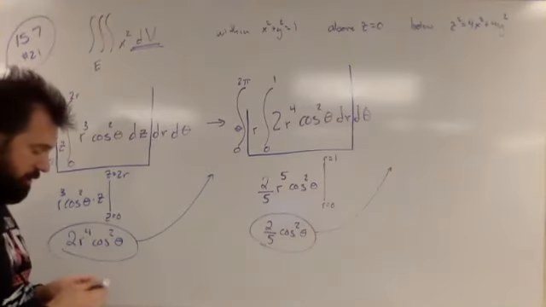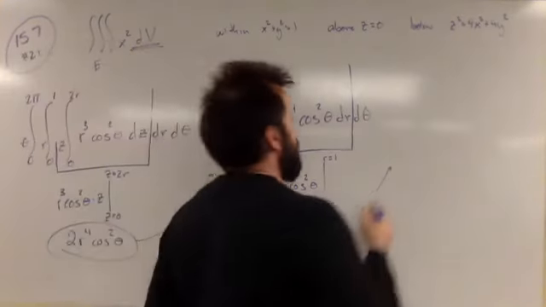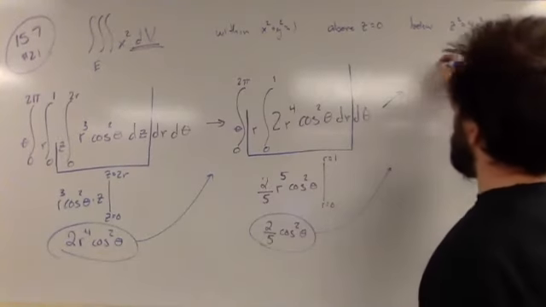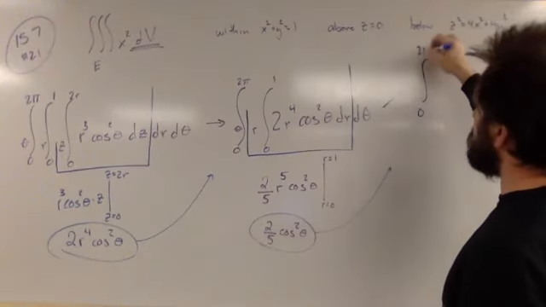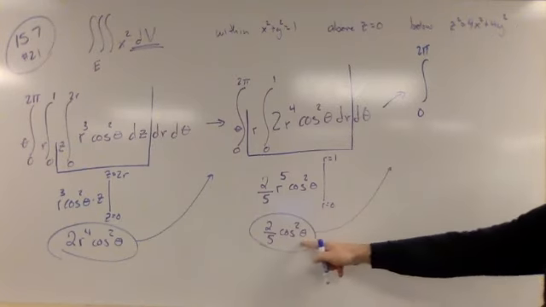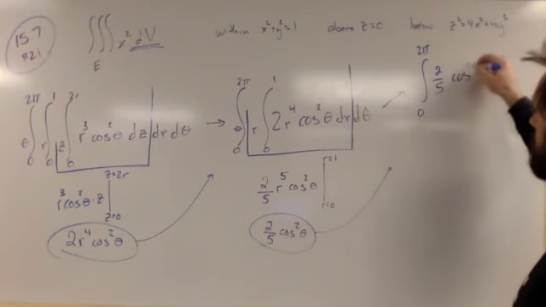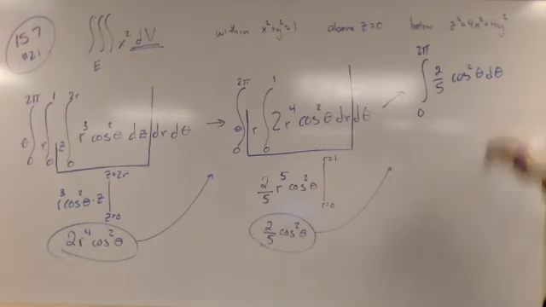Then this is what I'm going to plug into the next integral. My final integral, I'm going to take the integral from 0 to 2 pi of 2/5 cosine squared theta, d theta.